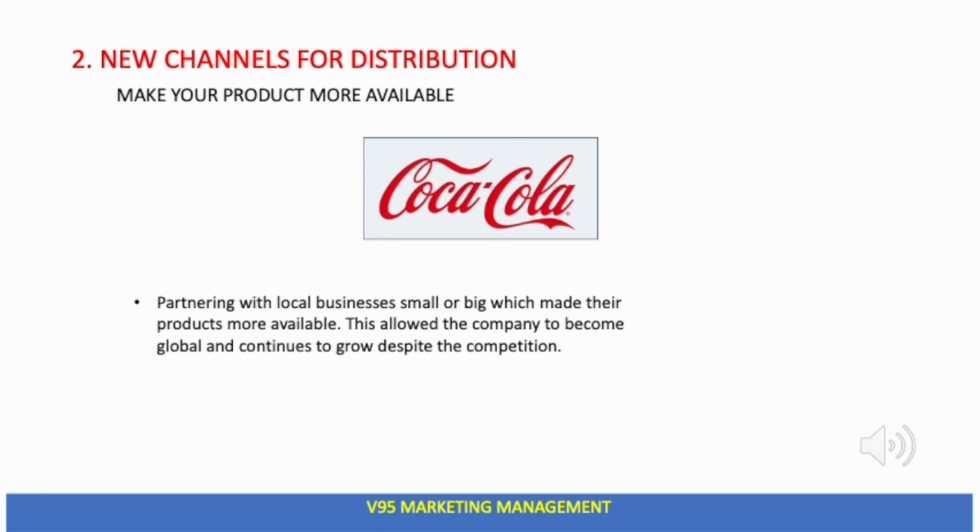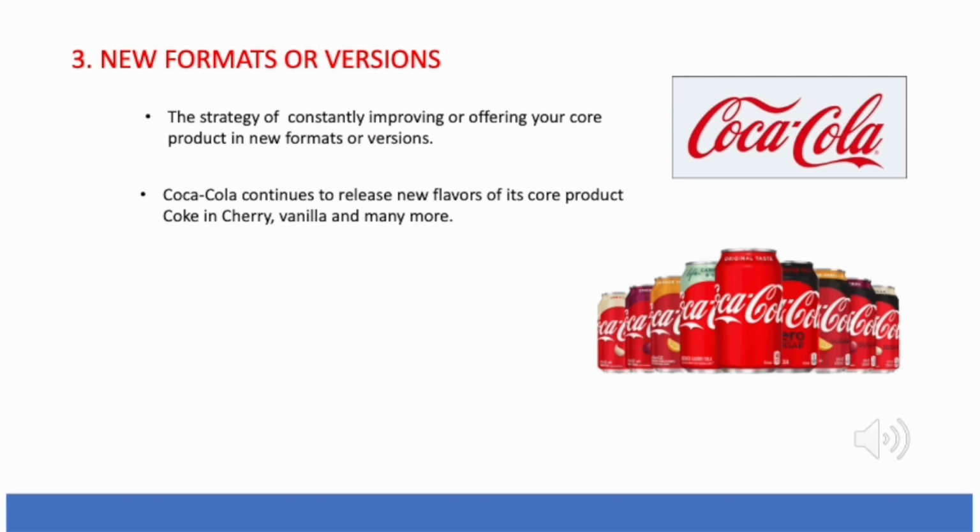New channels for distribution. You should make your product more available, like Coca-Cola, which is available in grocery stores, convenience stores, and many more. Lastly, what you can do is offer your products in new formats or versions, like what Coca-Cola did here. They offered Coke in different flavors like vanilla, cherry, Coke Zero, and many more.